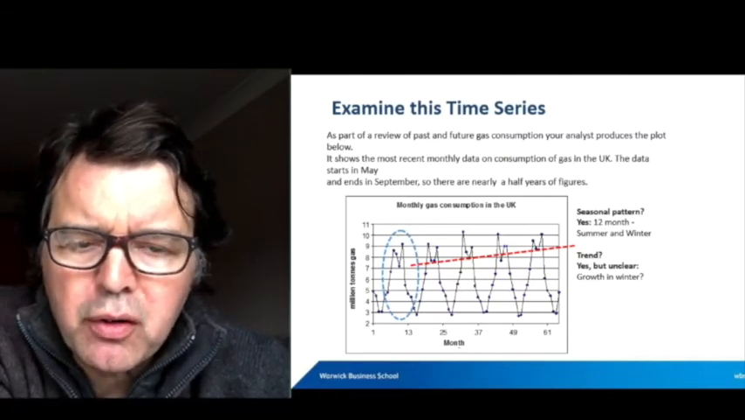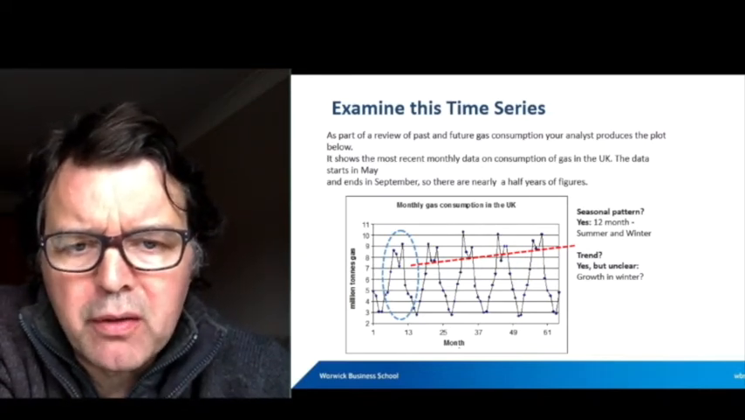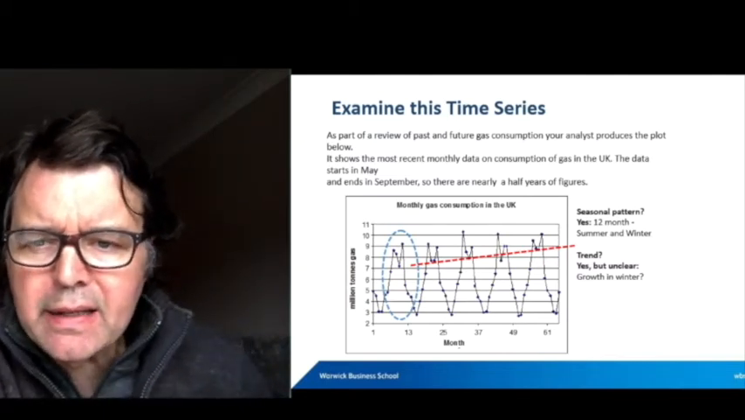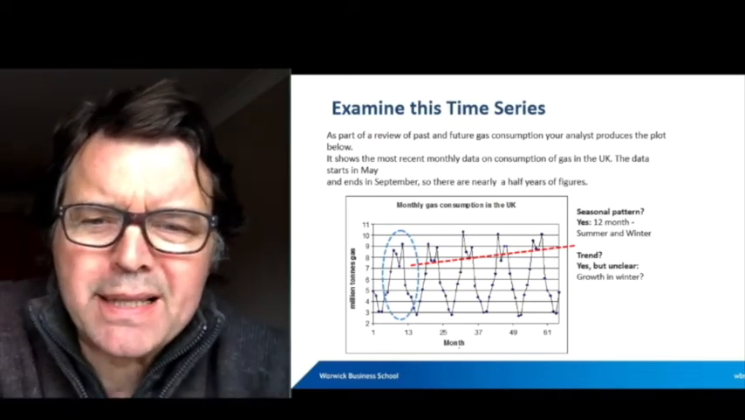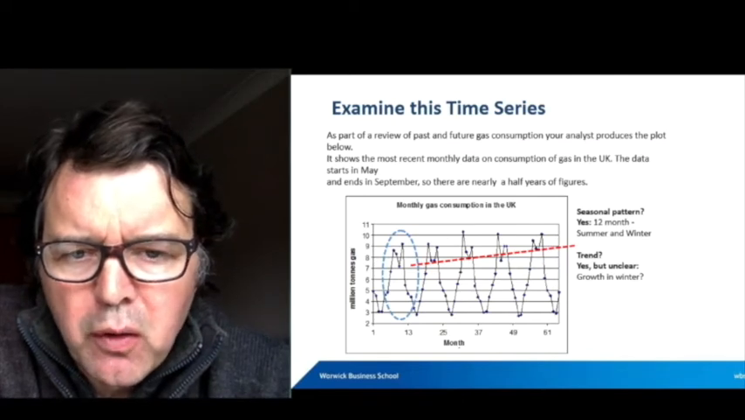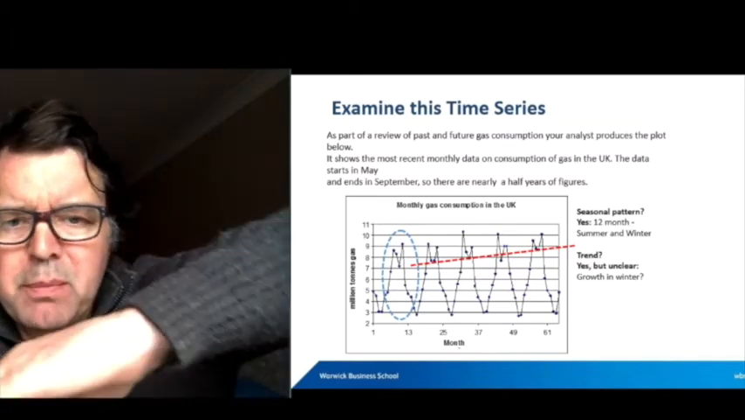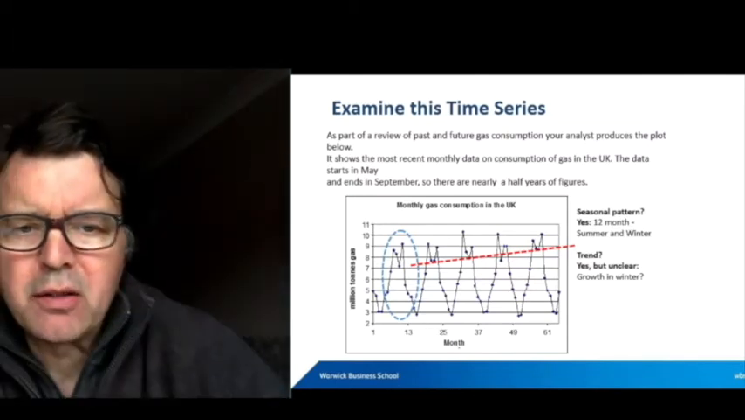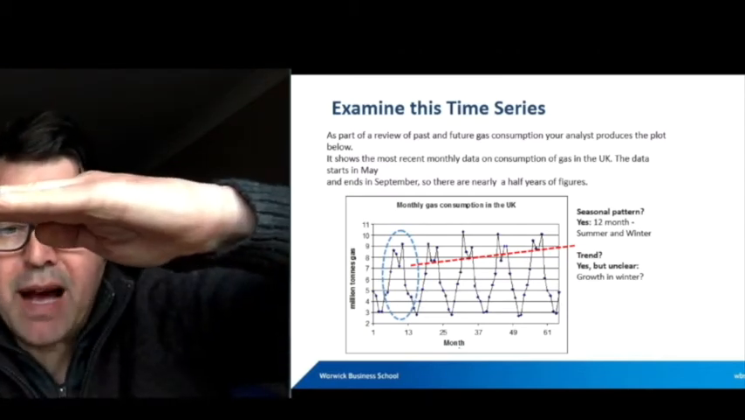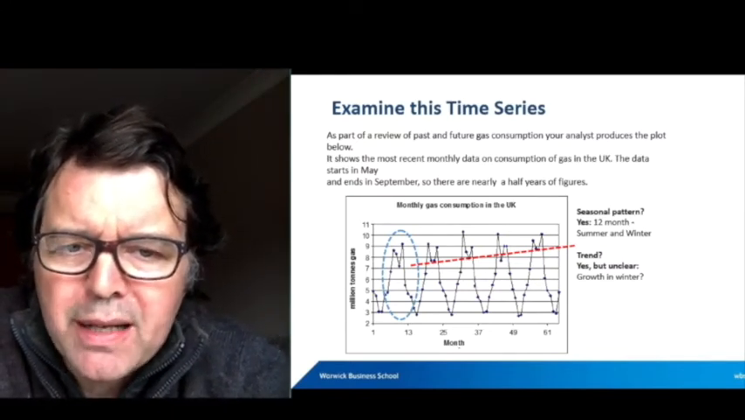I've put a line through the winter months which might suggest that there's an upward trend in the data. But that could be a bit misleading. If you look at the figures for the first 3 winters, there does seem to be a bit of an upward trend. But if you look at the data for the last 3, it looks fairly flat. So it's not at all clear to me whether there is an upward trend in that data.